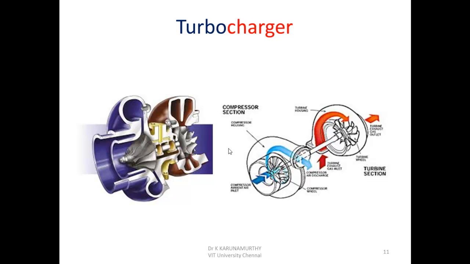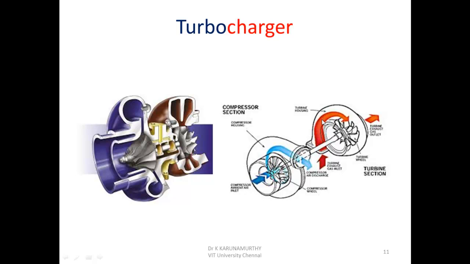When you compress air, it occupies less volume. So in less volume, we are going to have more air, so more fuel can be burned. When more fuel is burned in a smaller volume, the size of the engine comes down. So that is the advantage. And this turbocharger contains both a turbine and a compressor. This is the compressor part and this is the turbine part.